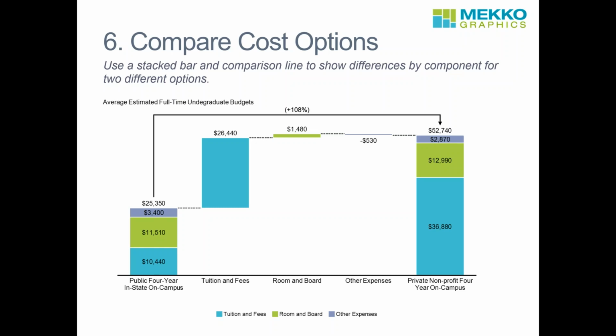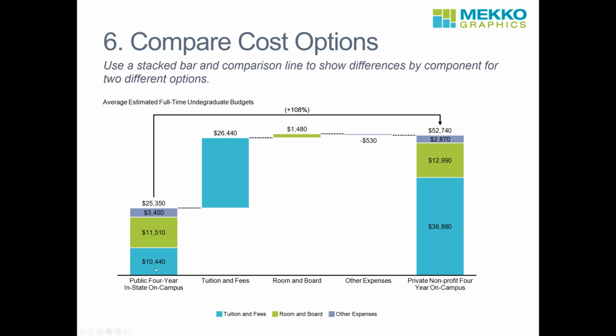So here I'm using the cascade to show cost comparison. The cost comparison is running from the cost of college, and this is in the U.S. Difference between a public 4-year college, which typically costs about $25,000 a year, and a private nonprofit 4-year college, which costs more than double that, over $52,000 a year. And we want to ask, why is the total cost so much higher?